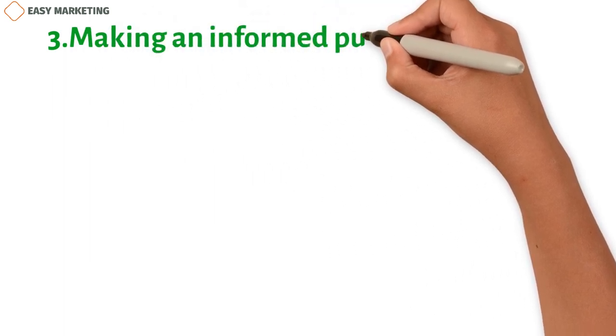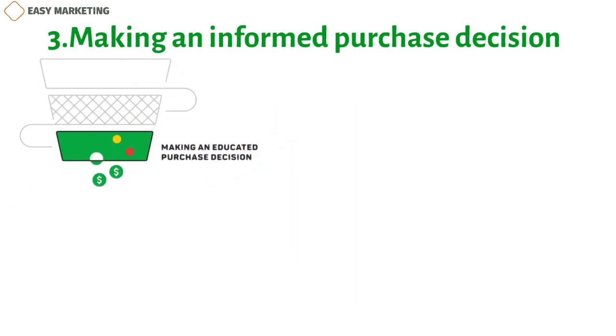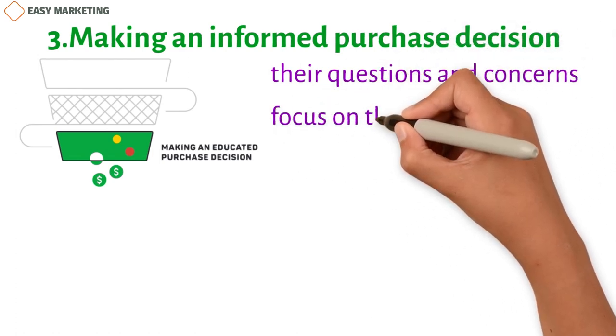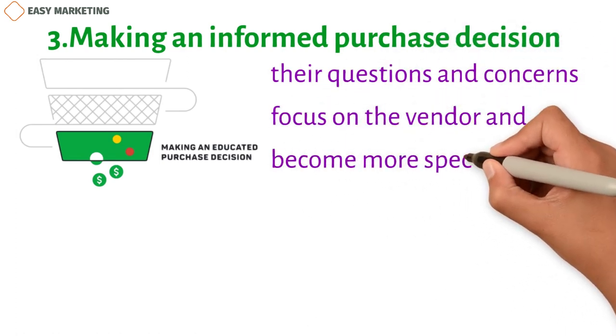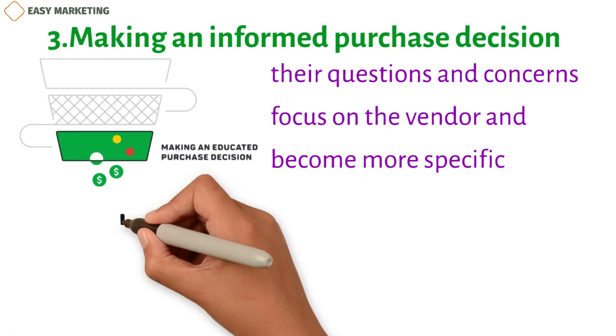3. Making an informed purchase decision at the end of the sales process. Lastly, the bottom of your funnel is when your leads know everything about their problem, the best type of solution for them, and are ready to choose the provider to buy this solution from. Because of this, their questions and concerns at this stage focus on the vendor and become more specific, like the bottom of a funnel. So, both their online searches and the questions they might ask you might look something like this.